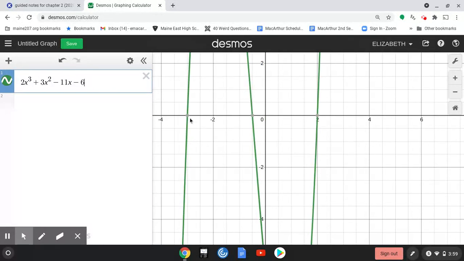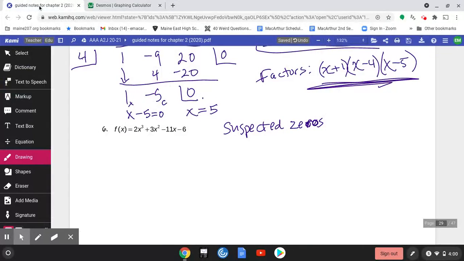Okay, so it's looking pretty good here. I've got a -3, a -0.5, and a 2. So -3, 2, and -1/2. Those are my suspected zeros. I'm going to go ahead and do my synthetic division. 2, 3, -11, and -6. I'll start with my -3.